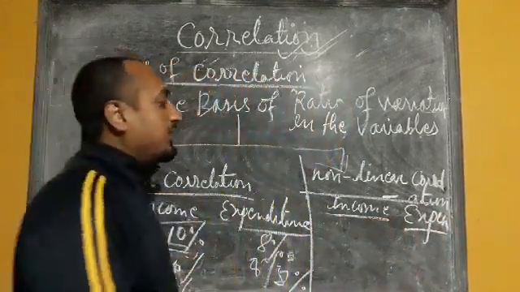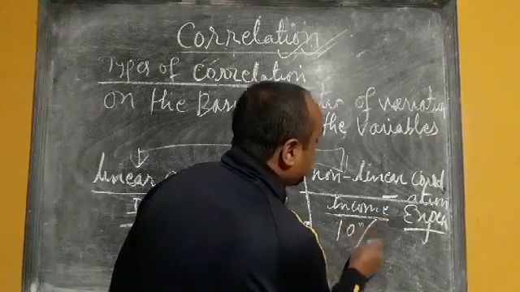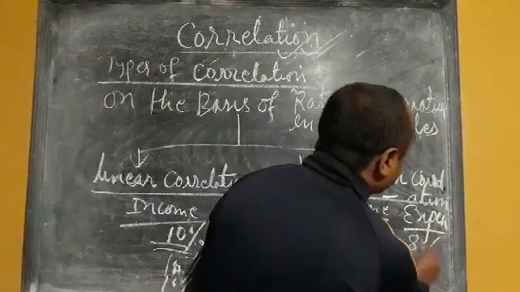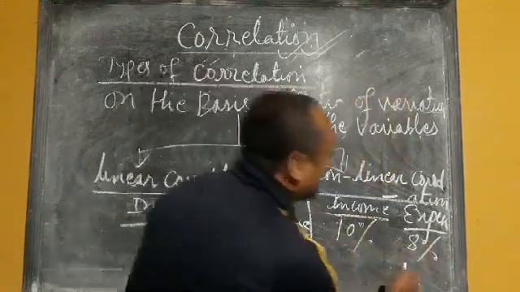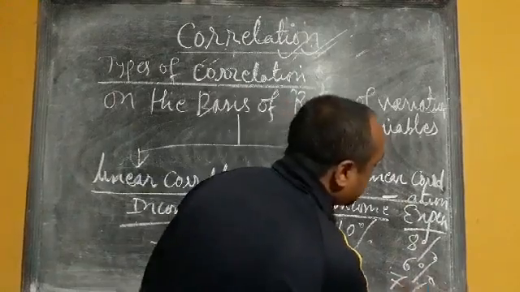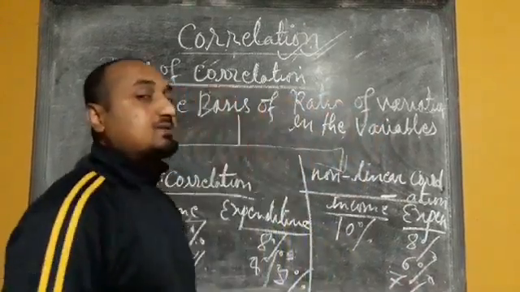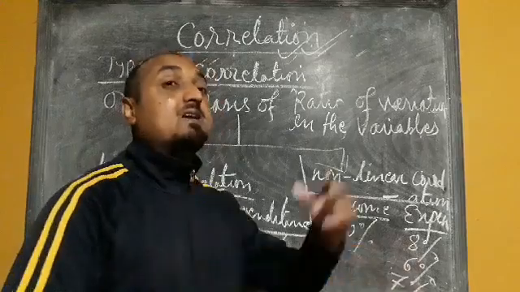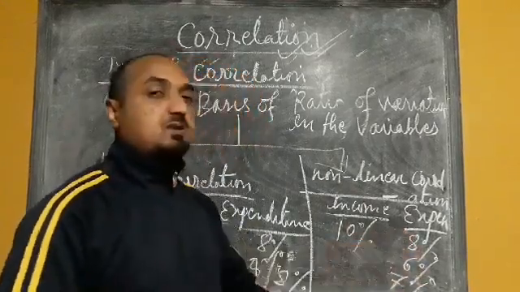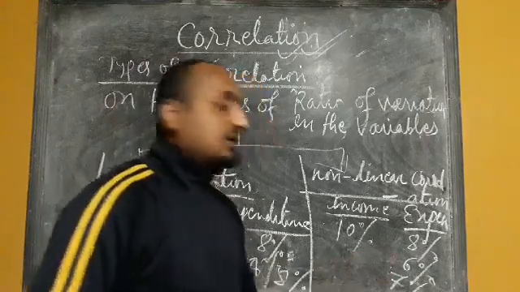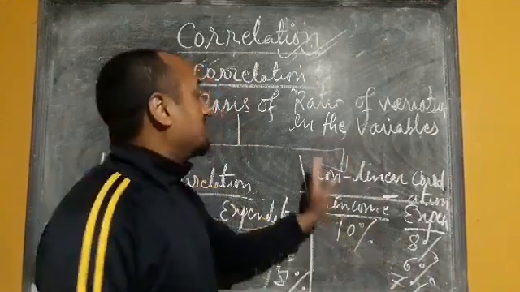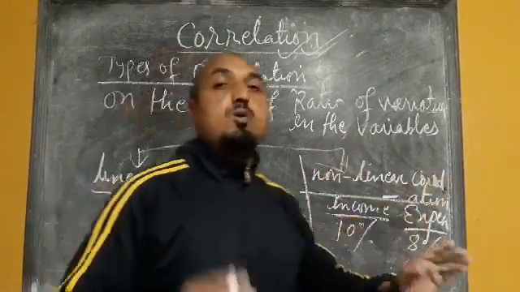Now here if your income is changing by 10% and sometimes your expenditure is changing by suppose 8%, sometimes by 6%, sometimes by 7%, then we can see that there is a variation in the ratio. Sometimes your expenditure is changing by 8%, sometimes by 6%, sometimes by 7%. So that type of category is called non-linear correlation.